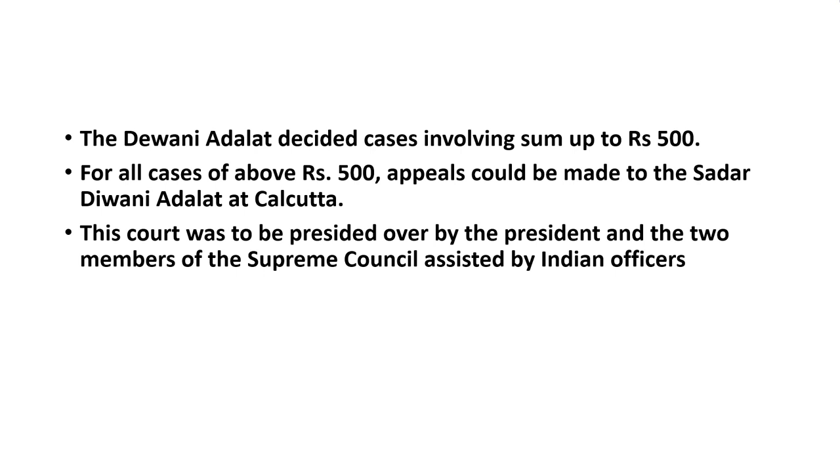The Diwani Adalat headed by the district collector decided cases involving up to 500 rupees. But for all cases above 500, appeals could be made to Sadr Diwani Adalat. It was located at Calcutta. This court was to be presided over by the president or the governor at Calcutta. Later, through the Regulating Act of 1773, the post of governor was elevated to the post of governor general, and Warren Hastings became the first governor general.